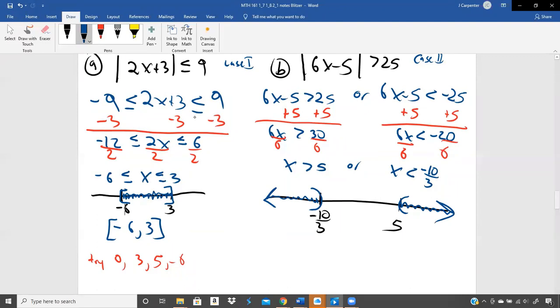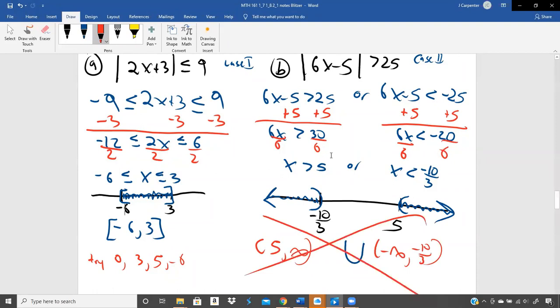Okay, so interval notation. Because of the two different sets, we're going to need a union joining them. And you need to do them in order. If I do this, I'll pull out red for wrong for a second: 5 comma infinity, and then negative infinity comma negative 10 thirds. Even though the red ink is accurate, 5 infinity is describing the right one. This one is describing the left one. They're not in order. They're not from left to right, which makes this wrong.